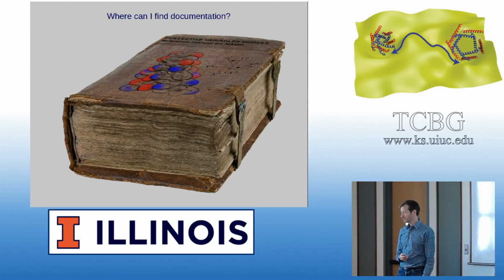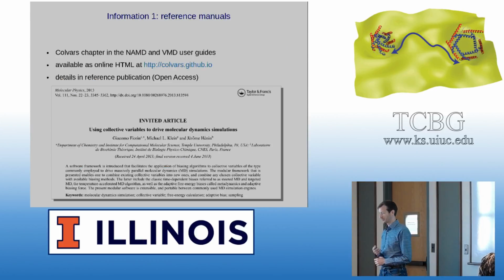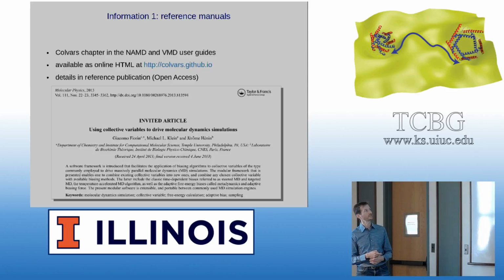Where can I find the documentation? So the Colvars documentation is kind of big and intimidating. There are several options. The NAMD and VMD user guides each have a Colvars chapter, and they're also available separately, in a maybe more convenient HTML form at colvars.github.io. You'll find some more involved details in the publication, which is the Fiorin 2013 paper.